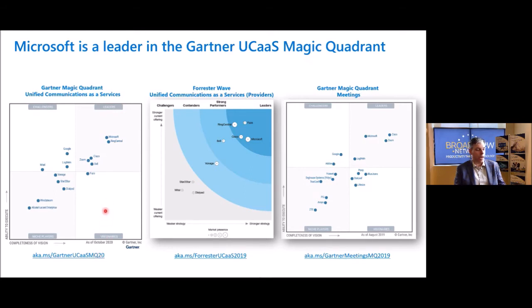So this quadrant from Gartner on the left-hand side is measured as of 2020. The Forrester Wave is from 2019, and this previous Magic Quadrant was the 2019 rating. So you can see Microsoft's moved ahead of Cisco and up into the top level of the leader quadrant, really being a top leader in the hosted telephone and unified communication marketplace.